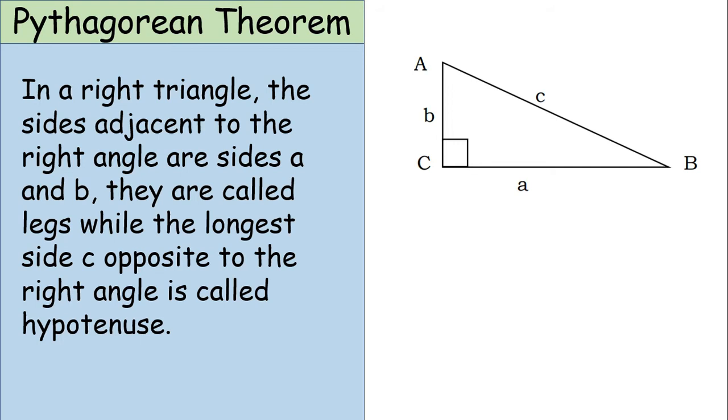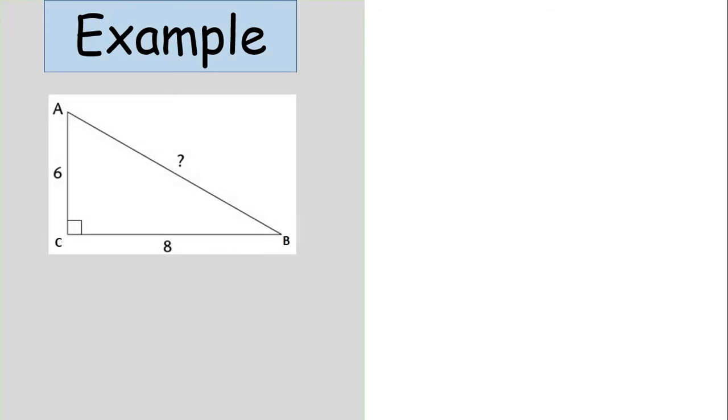So, ang sabi dito, yung ating formula for Pythagorean theorem is the sum of the squares of those two adjacent sides is equal sa square ng ating hypotenuse. So, for example, we have here triangle ABC. Ang hinahanap dito is yung hypotenuse natin.